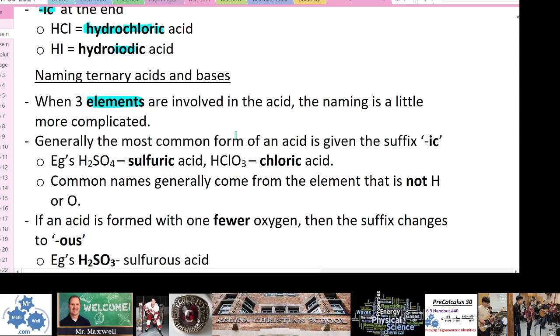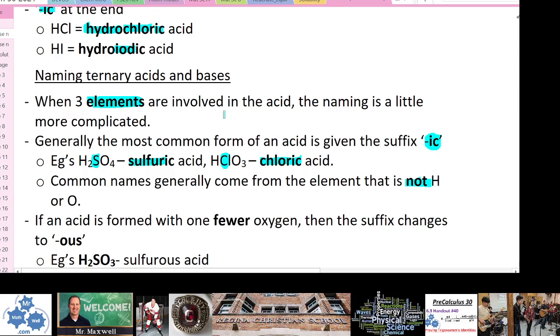Generally the most common form of an acid is given the suffix ic. We'll just have to go through so that you can identify some common acids. We'll get to that. But H2SO4 is the most common version with H, S, and O in an acid, and so it is called sulfuric acid. The stem comes from the element that's not an H or an O. So this is chloric acid. There's no hydro at the beginning. If it's ternary, just focus on the stem. Common names generally come from the element that is not the H or the O, as I mentioned.